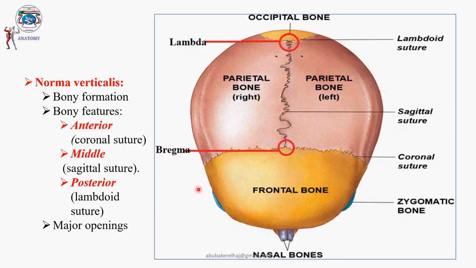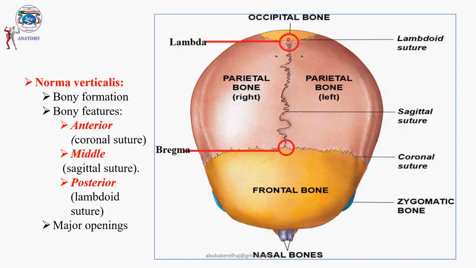Okay, then the other view of the skull, as you see here, is the norma verticalis. That means from the superior view, in the norma verticalis, we have the sutures, the most common features: the sagittal suture, as you see here, and also the coronal suture. Most posteriorly, we have the lambdoid suture. The junction between the sagittal suture and the lambdoid suture is the lambda, while the junction between the coronal suture and the sagittal suture is the bregma.